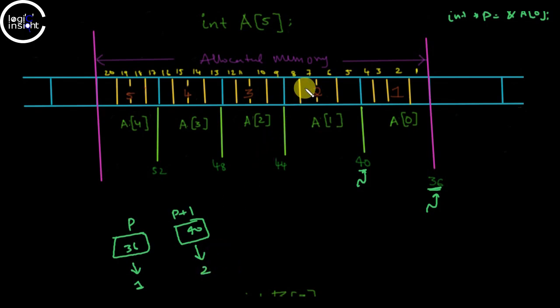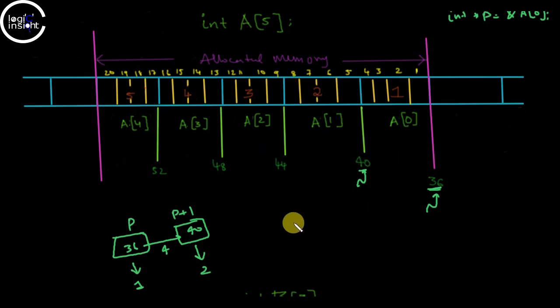The second value which is present in the array is 2, so the element we got is 2. You can see here the difference is 4, right? Since it is an integer, we know that each element is stored in the form of 4 bytes. In order to access the second element, it should add plus 4 to the address, right? You can see here 36 plus 4 is 40, 40 plus 4 is 44, 44 plus 4 is 48. You can see this pattern, right?